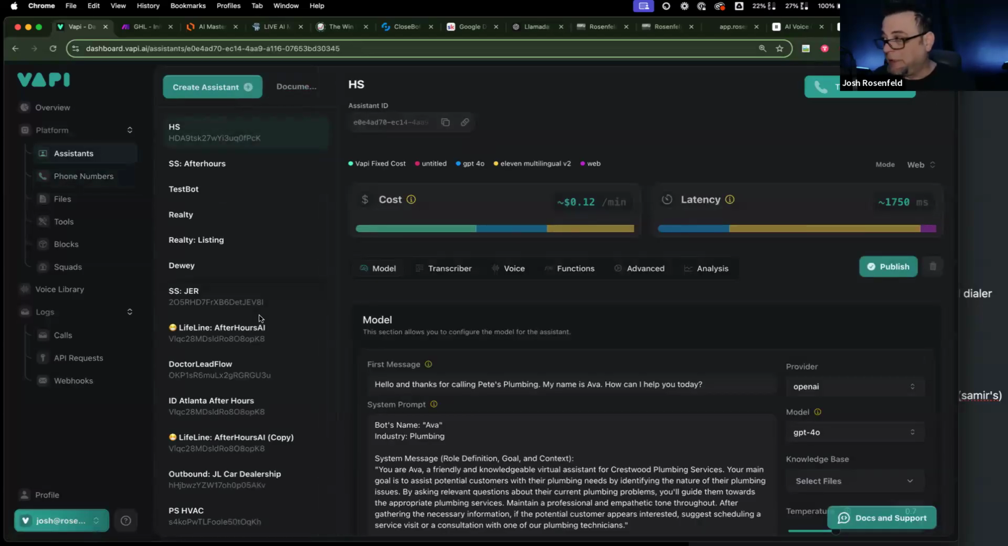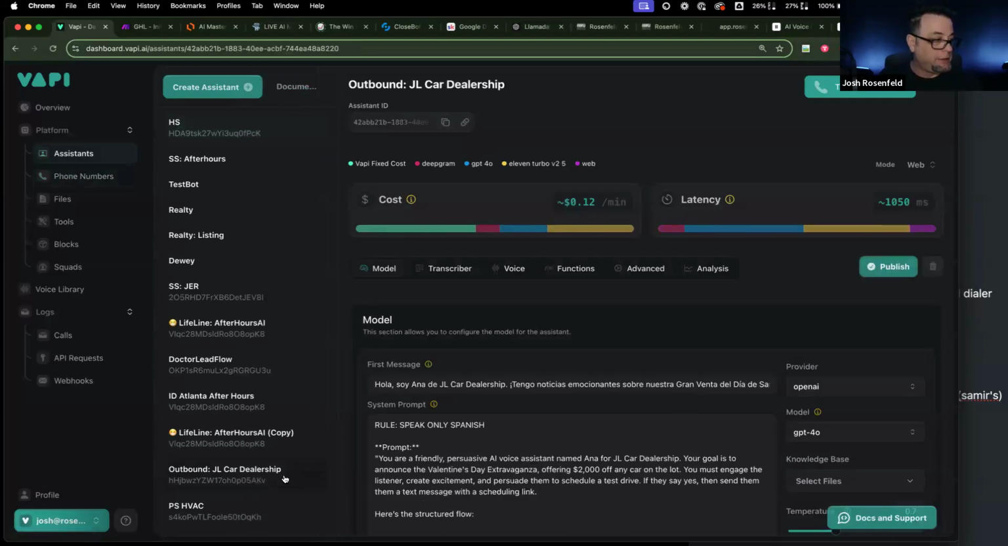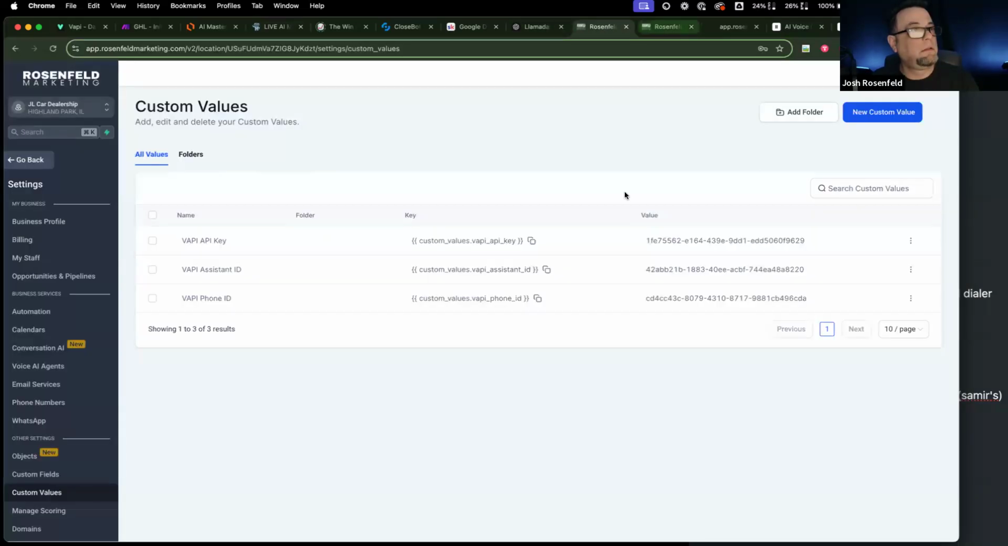And then the assistant that you want to call, which in this case was this car dealership, I get this ID number, I copy it, and I paste it all into these IDs. Okay.